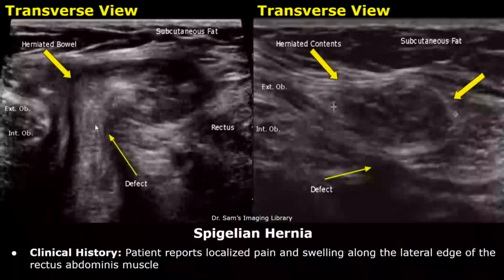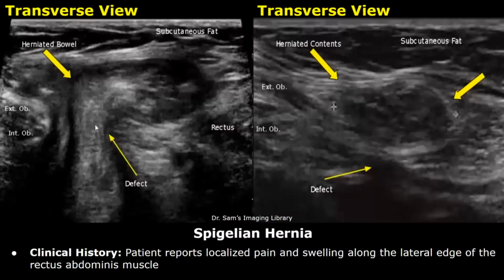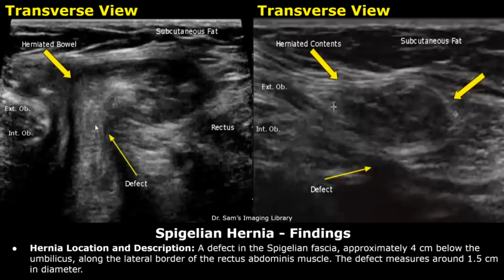This is a report for a Spigelian hernia. Clinical history. Patient reports localized pain and swelling along the lateral edge of the rectus abdominis muscle. These are the findings. Hernia location and description. A defect in the Spigelian fascia, approximately 4 centimeters below the umbilicus, along the lateral border of the rectus abdominis muscle. The defect measures around 1.5 centimeters in diameter.